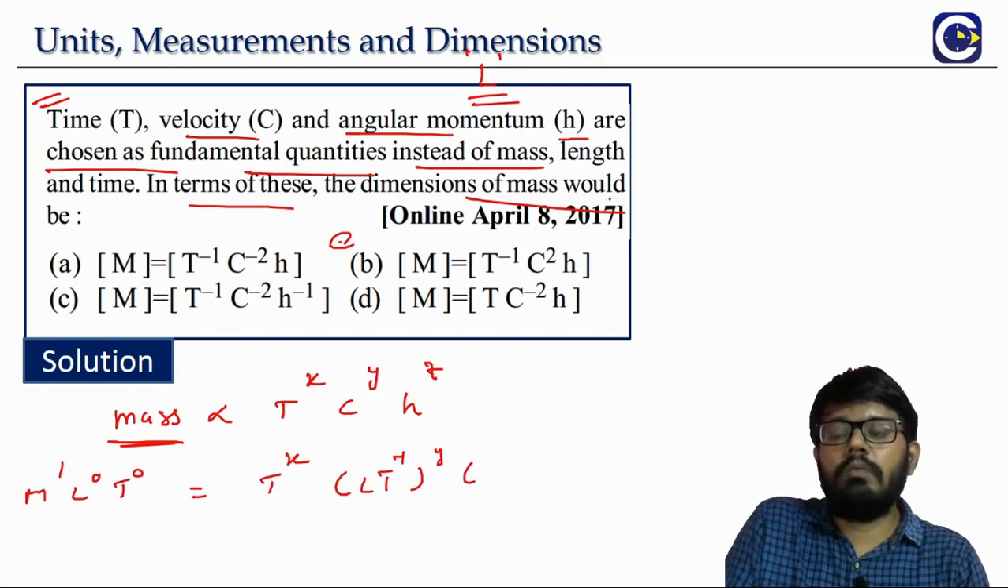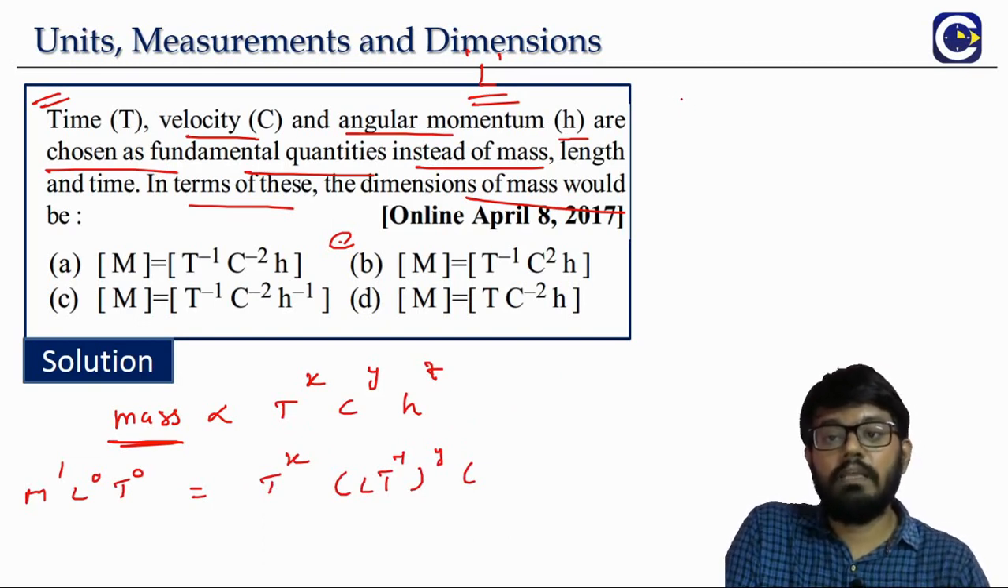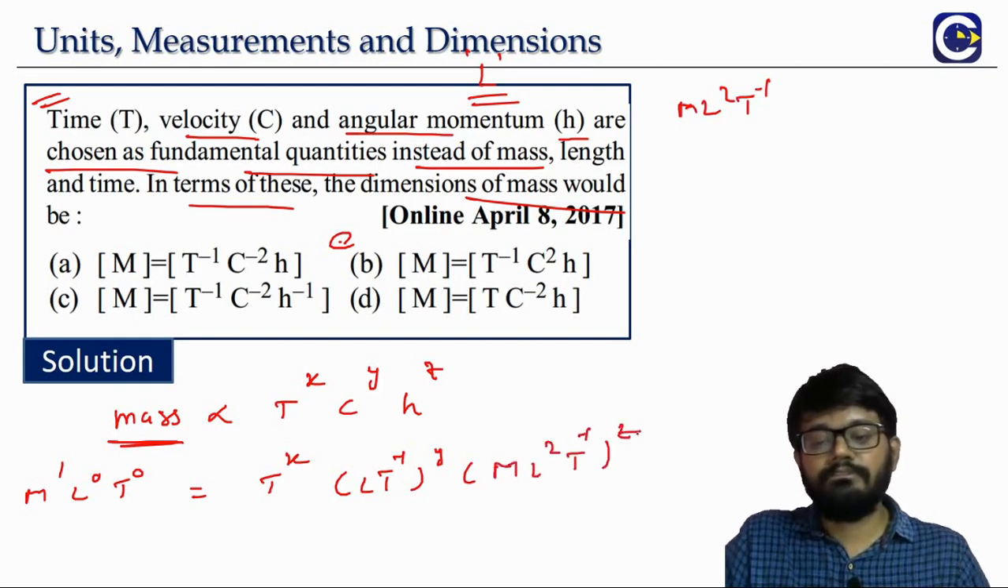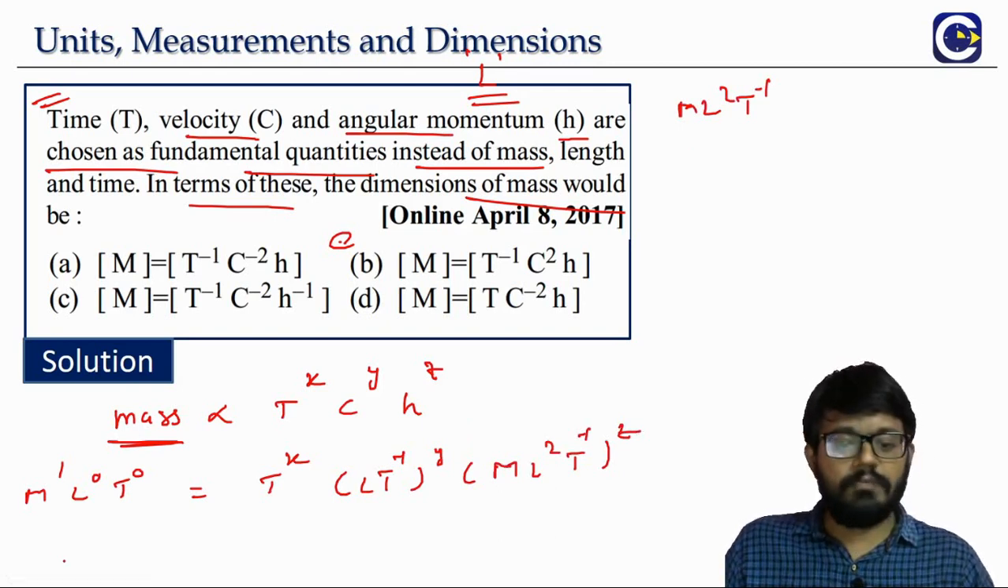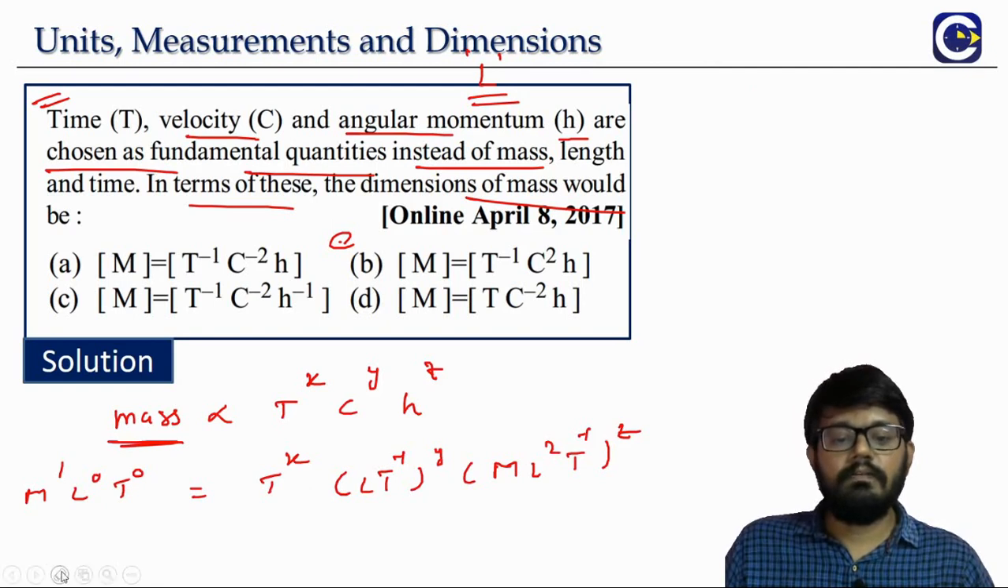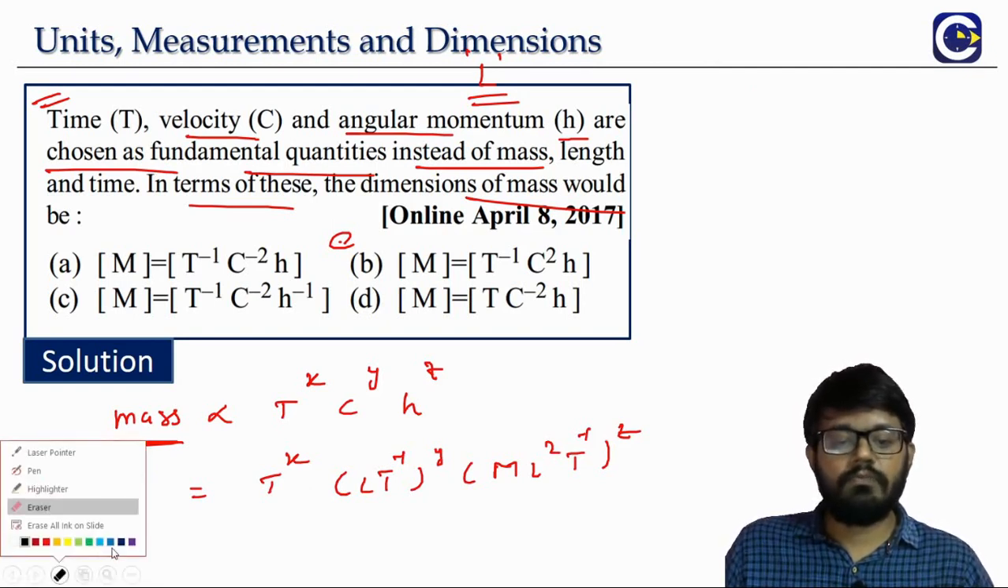H means angular momentum, Planck's constant. They both have the same dimensions: M L^2 T^-1. So (M L^2 T^-1)^z. Now the next step would be to equate the powers of M on both sides. Same concept, we have been solving these kinds of questions already before.